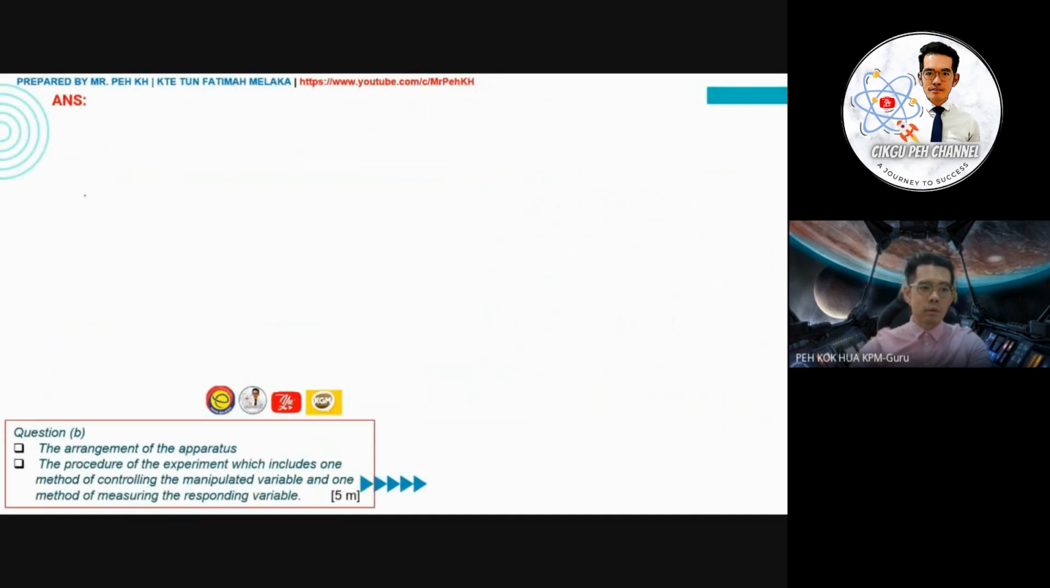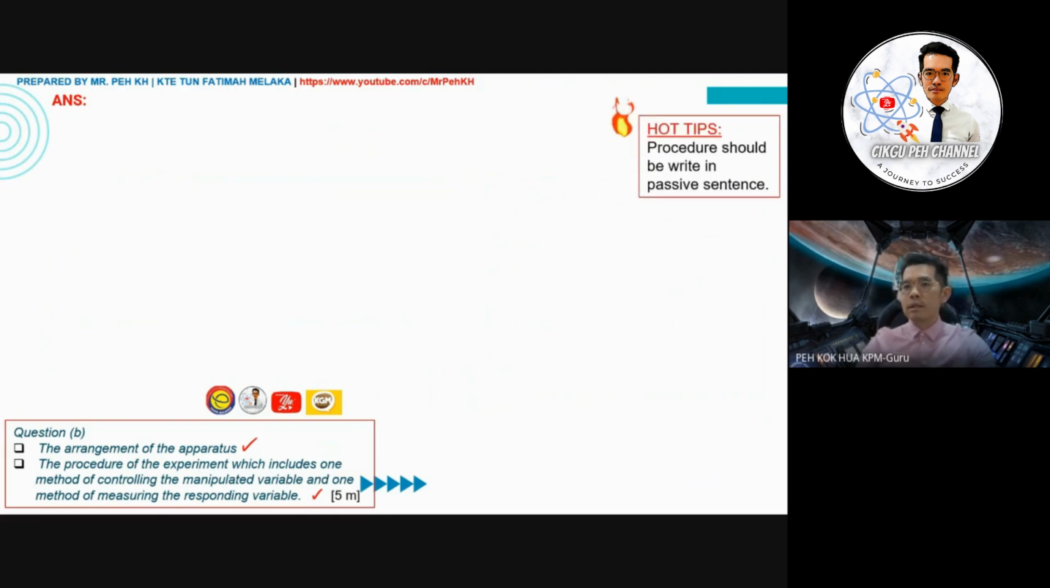Okay, so the question asks to arrange your apparatus, and I already showed you the actual arrangement of the apparatus. Then second, you need to give the procedure so that you can get the 5 marks here. Many candidates will ask whether the procedure should be written in passive or active sentences. The correct way is that you are advised to write in the passive sentence.